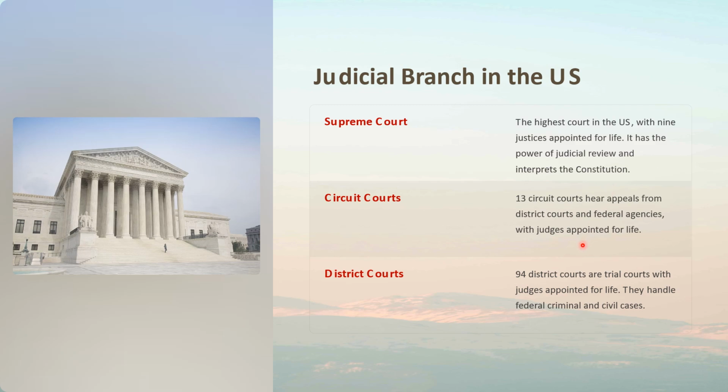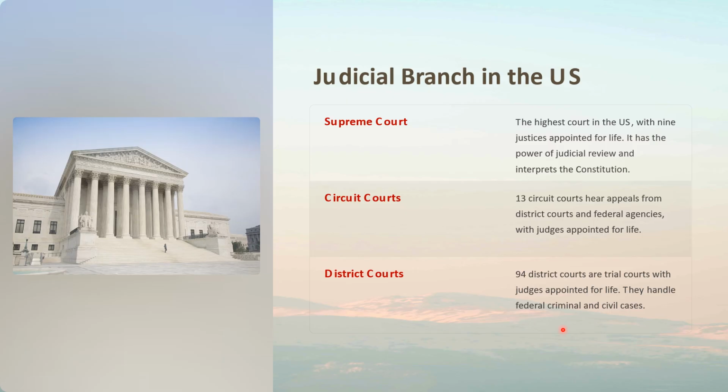The circuit courts are the appellate courts. They hear appeals from lower courts and cover specific geographic areas. There are 13 circuit courts, which hear appeals from the district courts and federal agencies, with judges appointed for life. And there are 94 district courts, which are trial courts with judges appointed for life. They handle federal criminal and civil cases. They also cover specific geographic areas.